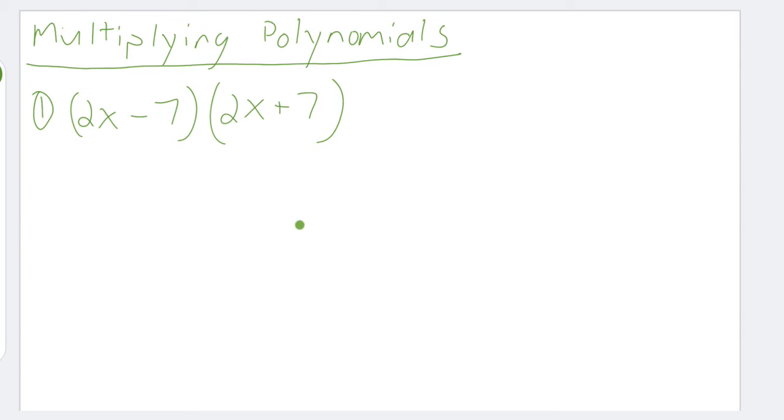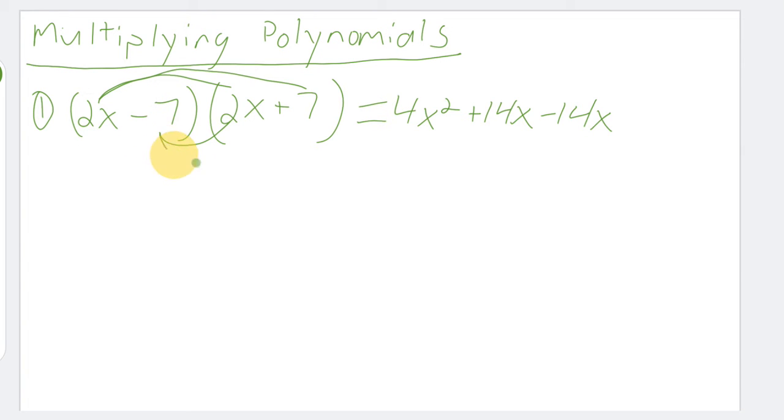So yeah, we looked at a few of these before, but not usually with coefficients on the x's. So again, when you're multiplying your polynomials, just think big distributive property problem. So 2x times 2x is going to be 4x squared. 2x times 7 is 14x. Negative 7 times 2x is negative 14x. And then negative 7 times positive 7 is going to be negative 49.